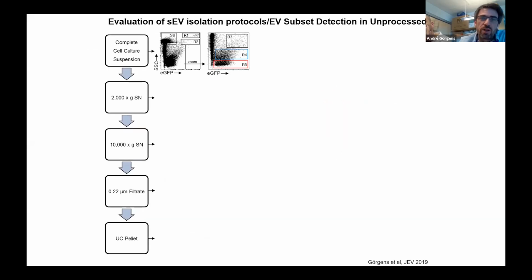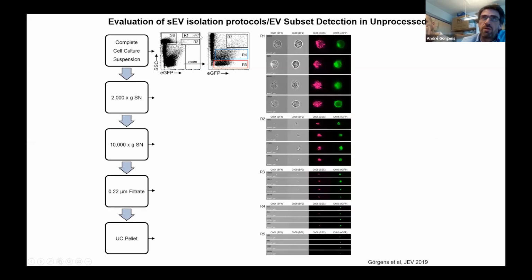Just one example I would like to show here is, I think, a big advantage of that method, that you can also analyze all fractions. So if you start with complete THP1 CD63 cell culture medium, and you look at the images, which is one of the big advantages of the method, you can see that you can detect the cells together with bigger fragments that are GFP labeled, together with different smaller EVs, smaller particles that are fluorescent at the same time. So it has quite a nice range in that sense.